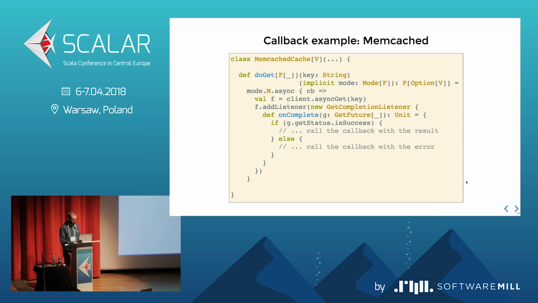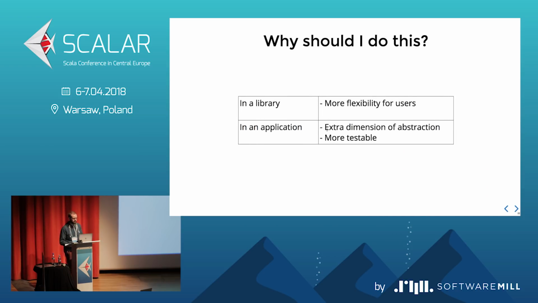So it's using this async block, and given a callback here, CB, it does an async get using the underlying client, and that returns a future which you can attach a listener to. So you add a listener to the future, and when it completes, either successfully or otherwise, you call the callback that you were given, and you give it either the result or the error. Okay, so that's all I'm going to say about ScalaCache.